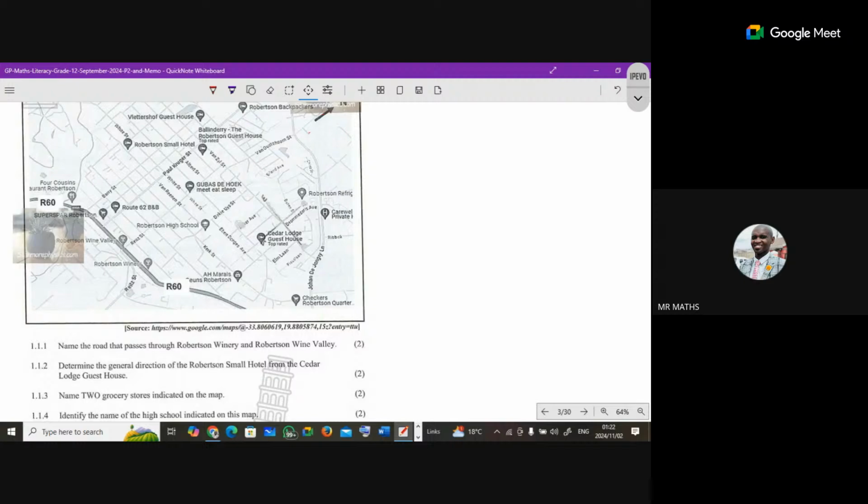Go to 1.1.1. Name the road that passes through Robertson Winery and Robertson Wine Valley. So now we look for the road that passes through both these locations. In order for us to answer that, we need to first find the locations they are talking about. We need to find the Robertson Winery first. By drawing on the map, you can see this is the Robertson Winery.